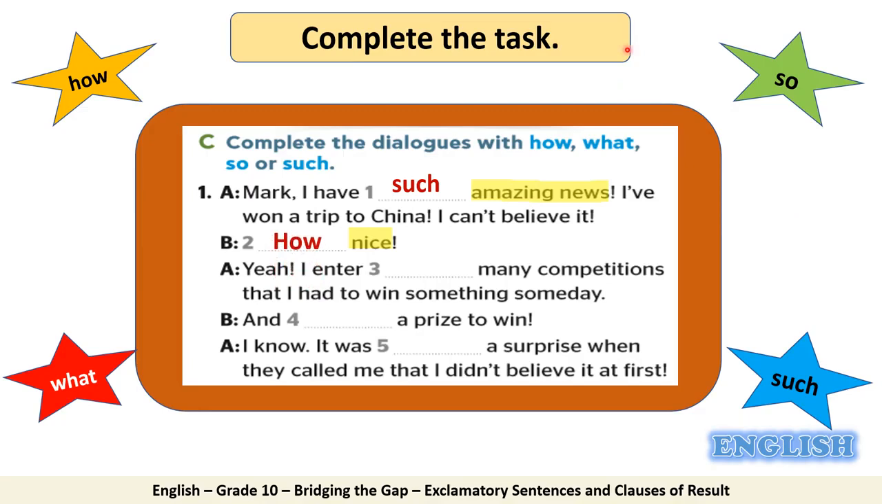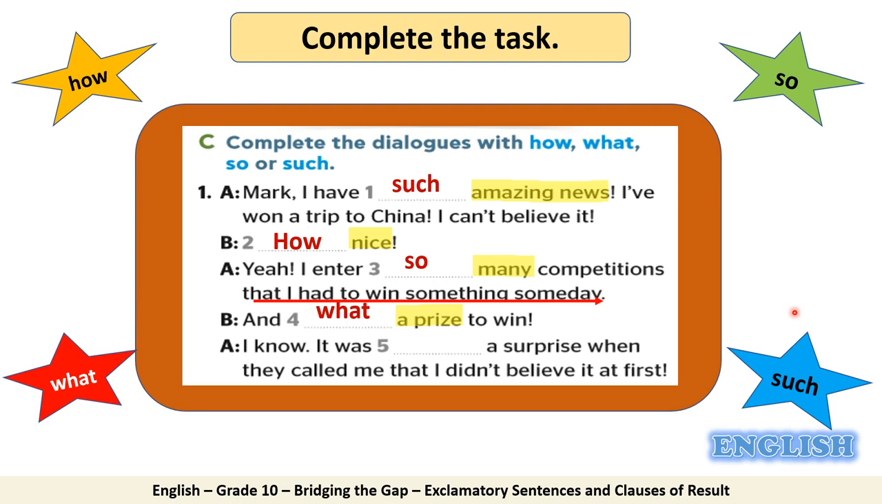Let's read the third sentence. Yeah, I entered dash many competitions that I had to win something someday. The third sentence clearly expresses a clause of result. We have an adjective here, so the correct answer is so. Number 4 is again an exclamatory sentence with a noun before the blank, so the correct answer is what. And what a prize to win.